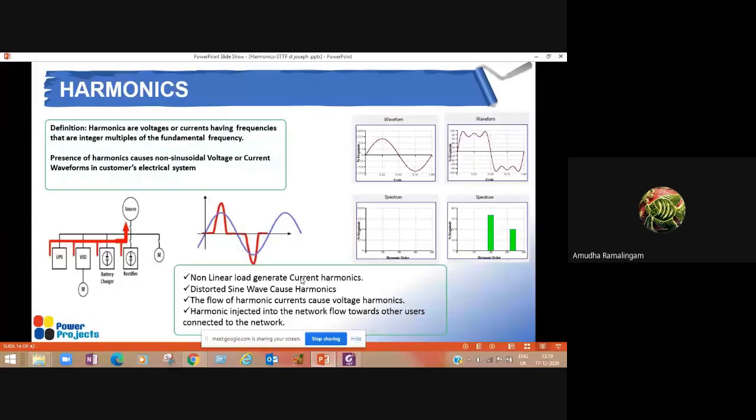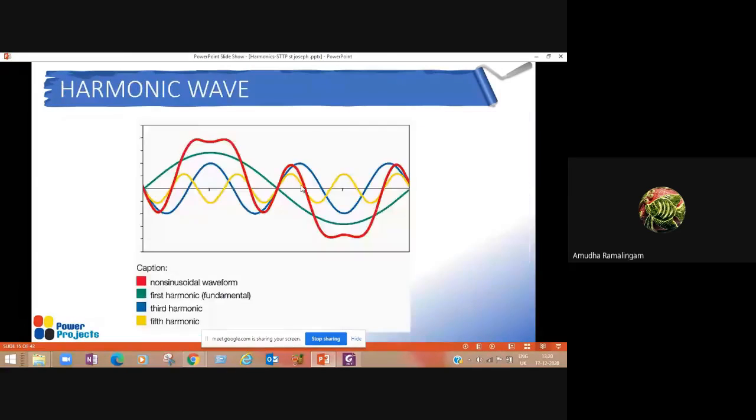Once the current is distorted, it will cause your voltage to distort. Okay. So the voltage will be distorted and it will cause voltage harmonics. These harmonic currents will flow across the network and distort the entire system. Okay. So this is about voltage harmonics and current harmonics. I can say in short that the current harmonics will be created first, which will finally distort the voltage. So finally, it will cause voltage harmonics.